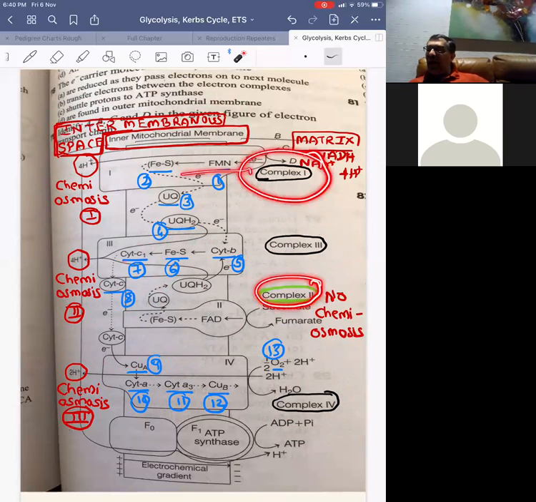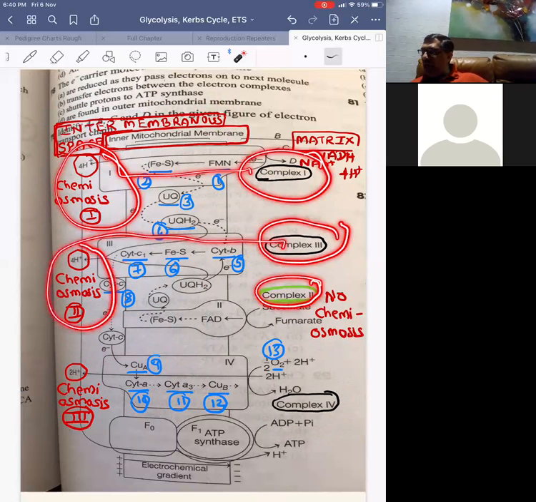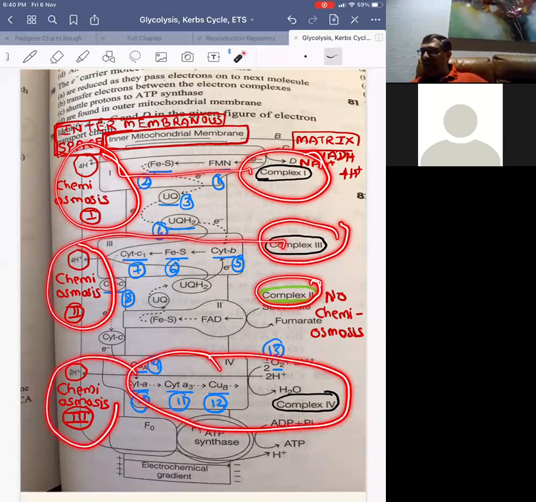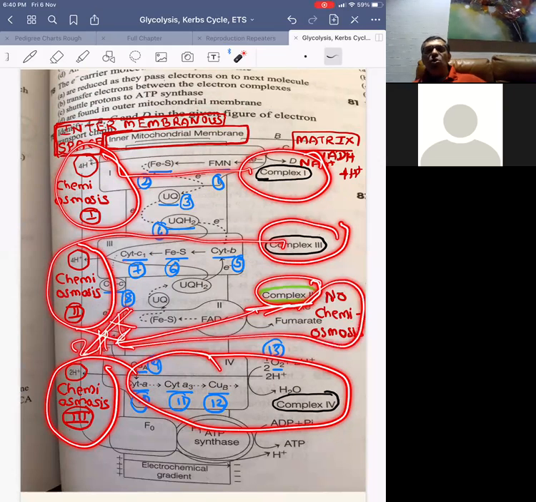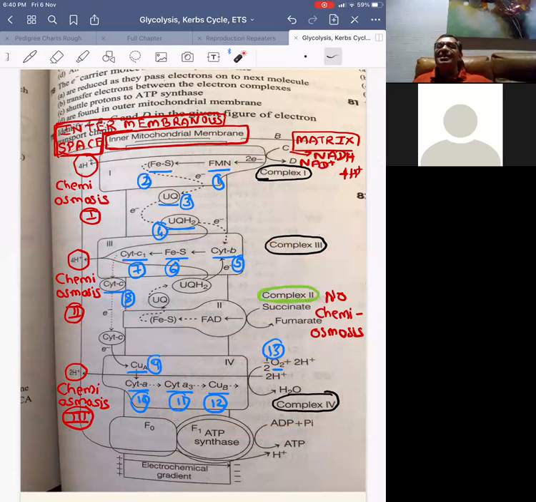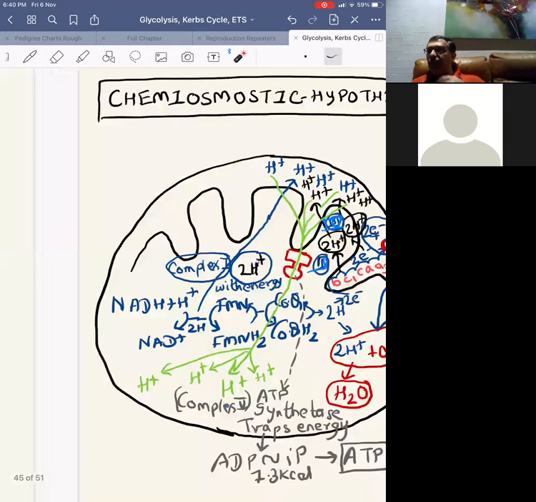Complex 1 has the first chemiosmosis. Complex 3 has the second chemiosmosis. Complex 4 has the third chemiosmosis. But in complex 2 there is no pushing of protons, so there is no chemiosmosis. Now let's understand what actually happens.